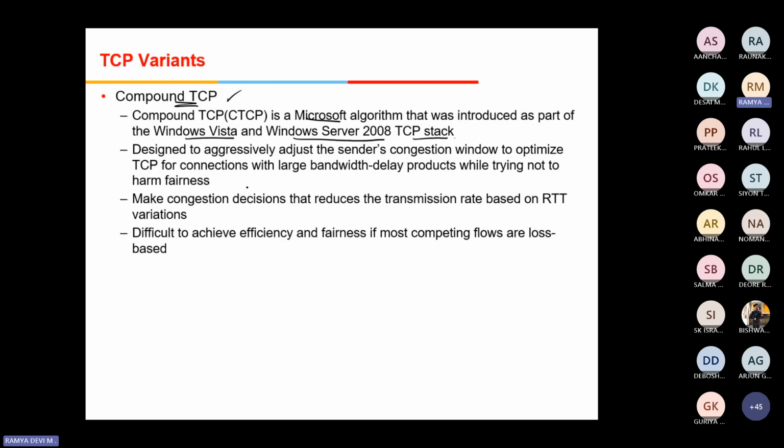Instead of waiting for the packet loss or getting three duplicate acknowledgements, it considers the variation in RTT, that is round trip time. So it increases, increasing RTTs. What does it indicate? The growing queues. And there is a possibility of congestion.